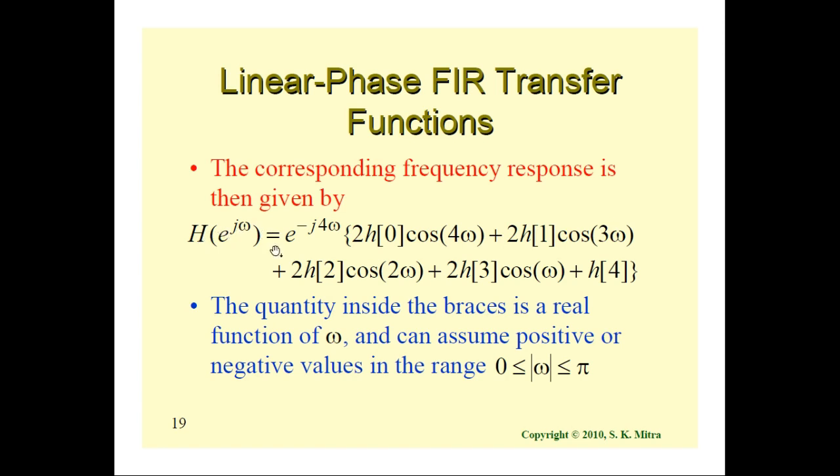Now you can clearly see that the frequency response has been decomposed into two factors. One is this phase factor, e power minus j4 omega, and all the terms written inside these two curly brackets represent the amplitude response in this case. You can clearly see that the amplitude response is a real function of omega, because we have only terms such as cos 4 omega, cos 3 omega, cos 2 omega, cos omega present in this case.